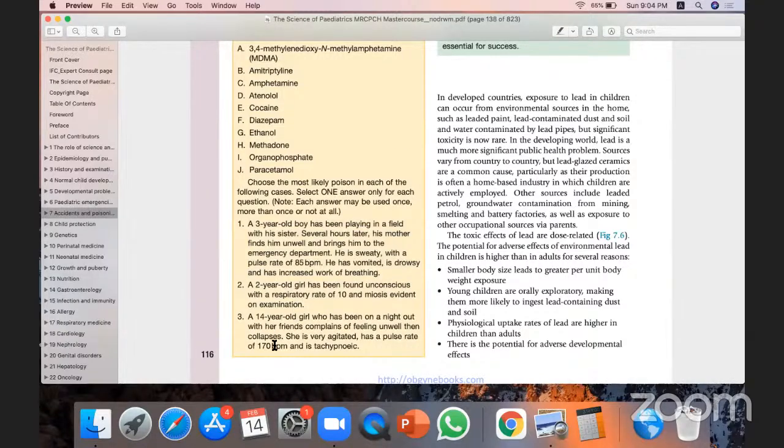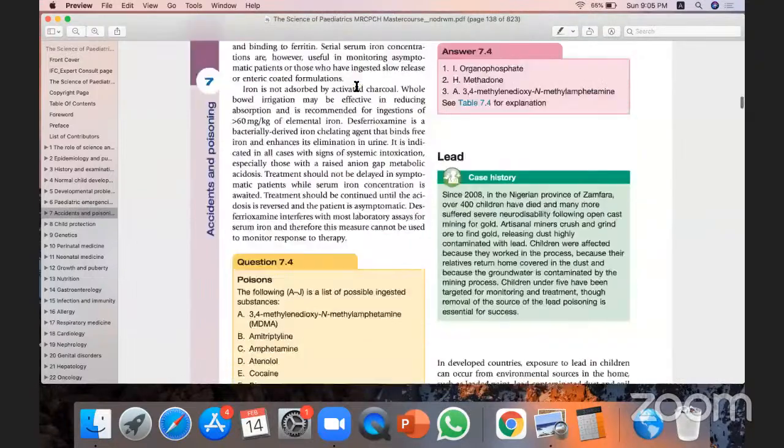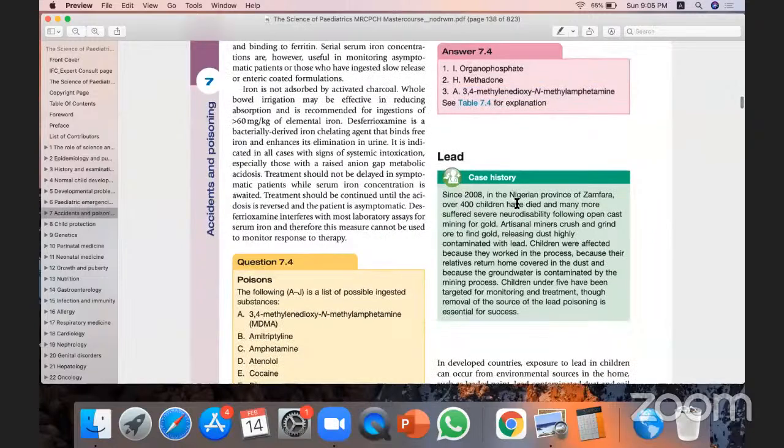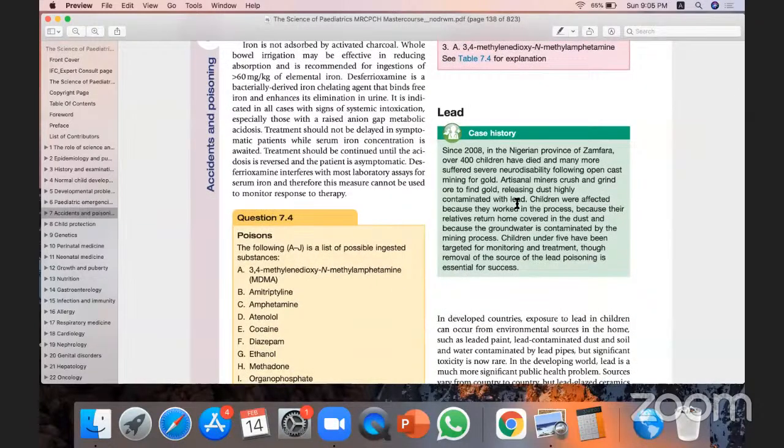And a 14-year-old who presented after a night out. He went to a club and then collapsed, with tachypnea and tachycardia. So cocaine or MDMA? MDMA. Yes, that is ecstasy. MDMA's other name is ecstasy, 3,4-methylenedioxymethamphetamine. This is a group of amphetamine drugs. Methamphetamine and amphetamine are mood enhancers, party drugs.